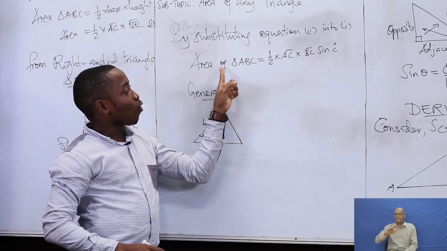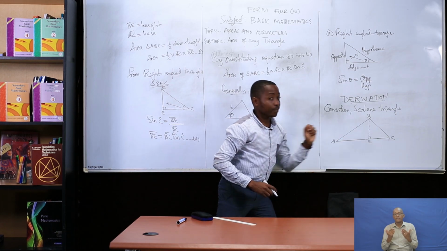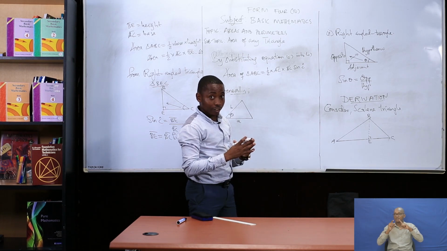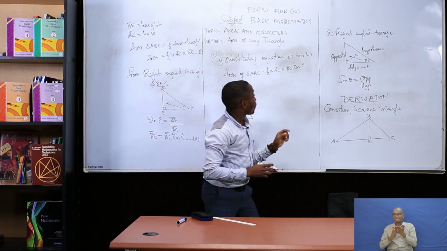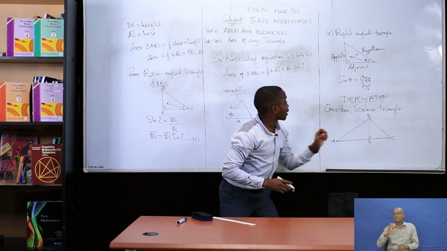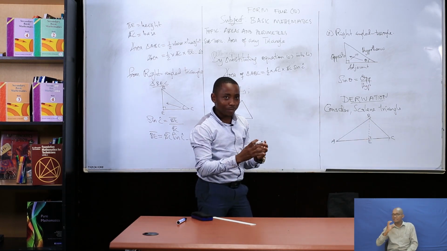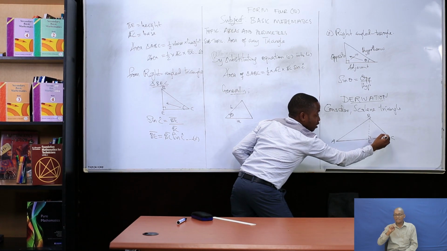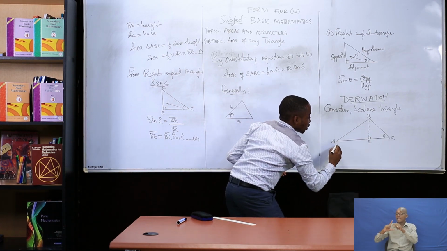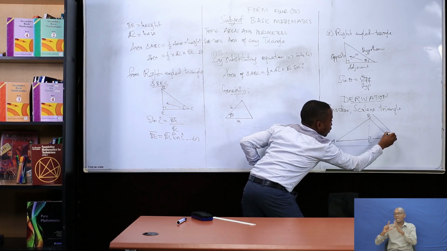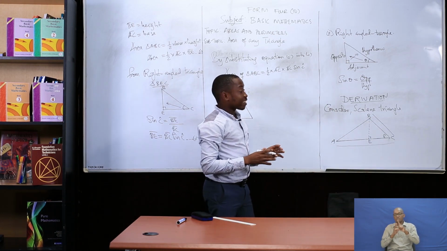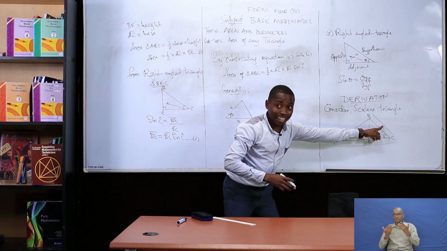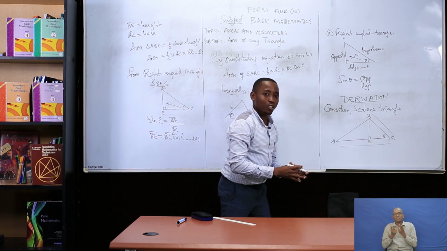The area of triangle ABC is obtained by taking a half times AC, observe it very carefully, AC multiplied by BC multiplied by sine C. Where is sine C? This is what I want you to focus on. This angle C is the angle which is between line AC and line BC. So, in order to get the area of any triangle, you must have two sides and the included angle, the angle between the two sides.